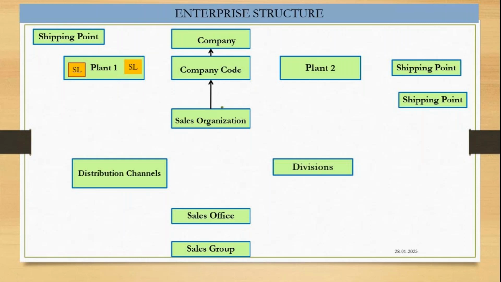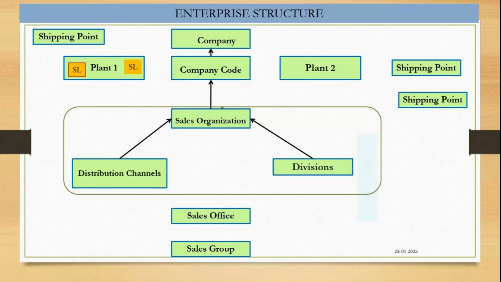The order is very important. Distribution channels are assigned to sales organization, divisions are assigned to sales organization. These three combinations are called a sales area, and sales office is assigned to sales area, not to sales organization, distribution channel, or division separately. Similarly, sales group is assigned to sales office. Plant is assigned to company code, not to company. Shipping point is assigned to plant, and the storage locations are already defined within the plant.